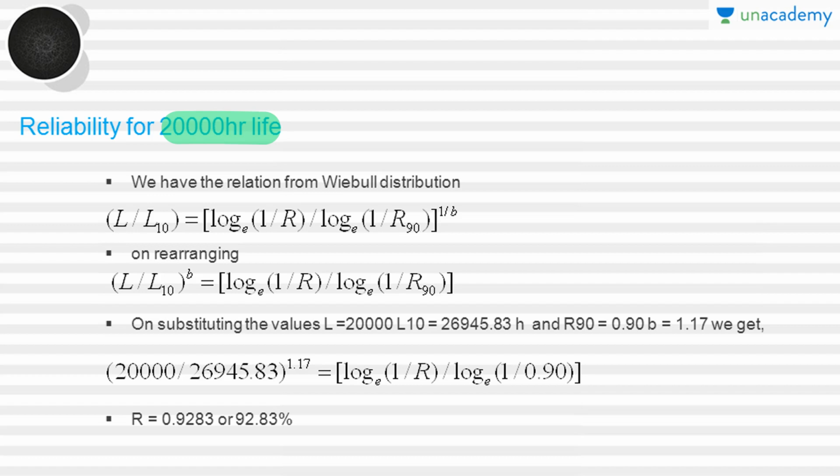0.9283, or 92.83%. So this is the process to find the reliability of bearings for a life which could have a reliability of more than 90%. For this example we have found R equals 92.83%, which is more than 90%. This is a very useful bearing, because it has a reliability of more than 90%, which is given in the manufacturer catalog, so it has a value greater than that value.